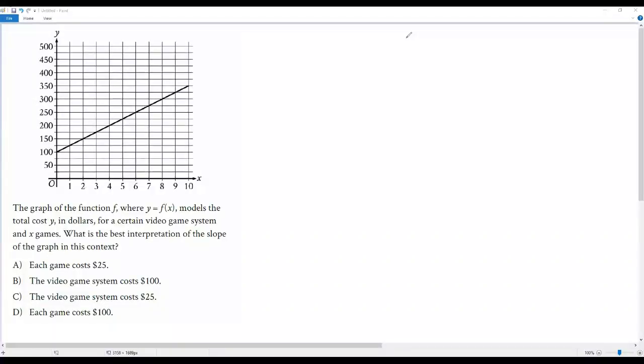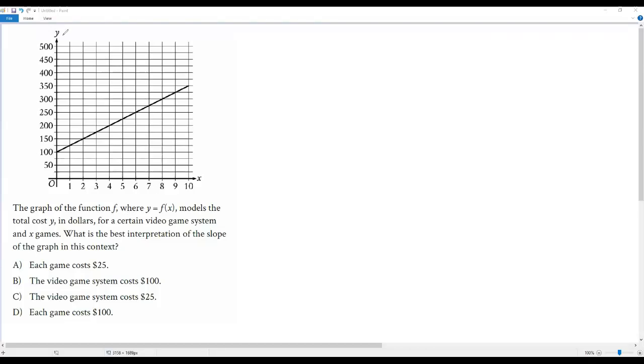Here we have a SAT math question. There is a graph over here. Okay, let's go with the information here. The graph of the function f where y equals f of x models the total cost y in dollars for a certain video game system and x games. What is the best interpretation of the slope of the graph in this context?